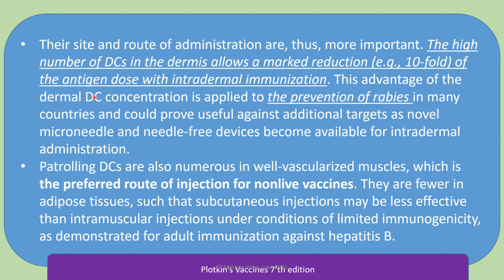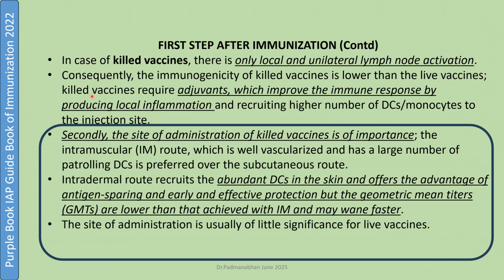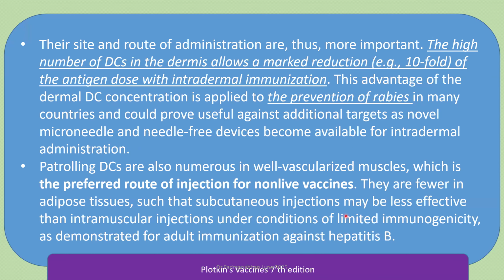Please understand, when you give it to your own patients, what is given in the previous one is very important. Intradermal recruits abundant dendritic cells in the skin and offers the advantage of antigen sparing and early effective protection. But that 'but' is very important: the geometric mean titers are lower than achieved with IM and may wane faster. Even in the Purple Book, they will not say whether you should give it IM or intradermal in private practice, but they say that because you will be wasting the rest of the doses anyway, give IM.